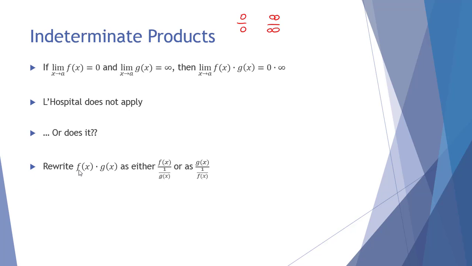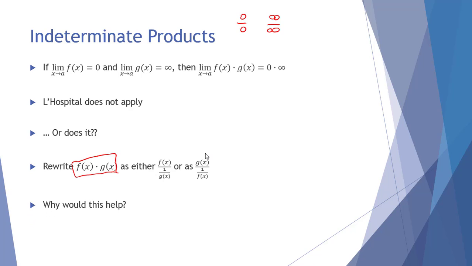If you can rewrite your f of x times g of x as either: leave f of x where it is, and you need to move g of x down to a denominator, but you can't just do that because you feel like it. It's got to remain equivalent to f of x times g of x. So the way that you can do that is that you put 1 over g of x into the denominator. These are equivalent to each other. Or you can leave g of x in a numerator and put 1 over f of x in the denominator. Which one you choose is going to depend on what you're looking at.